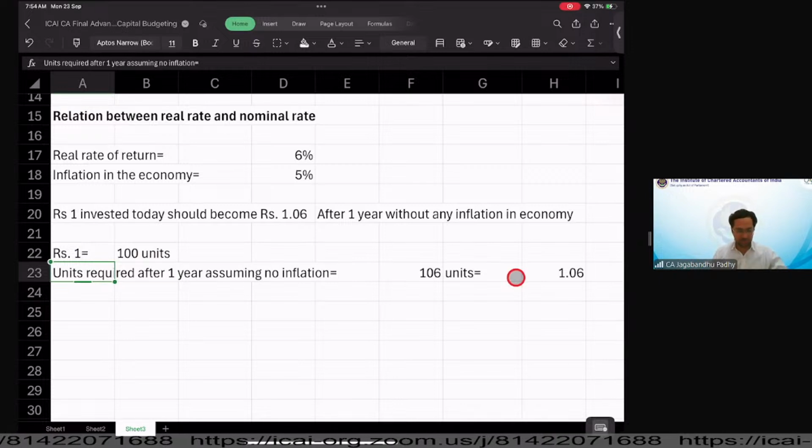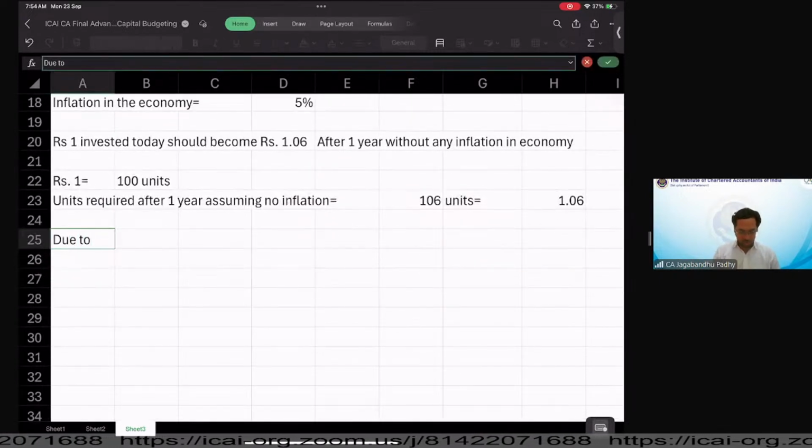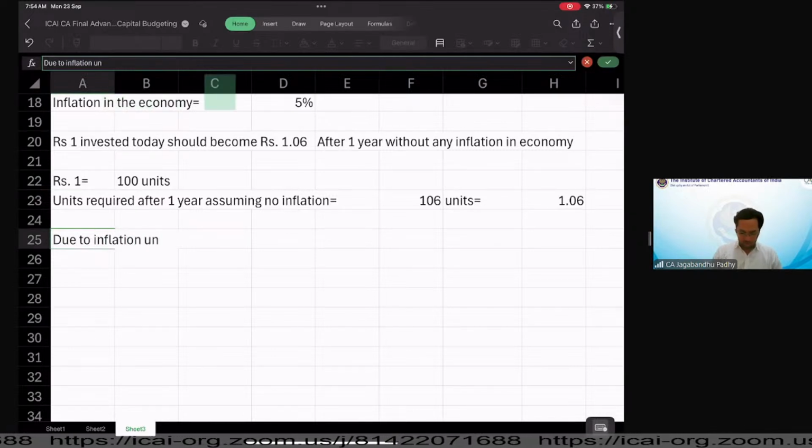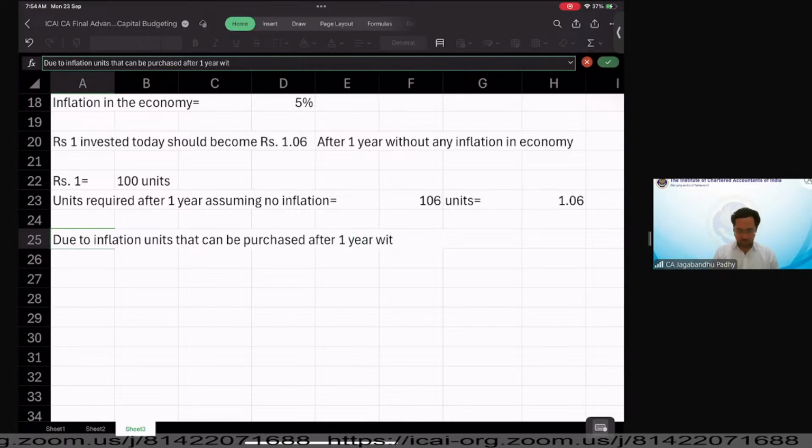do you feel that same 1 rupee, after a year is going to give you 106 units? Not possible, sir. Right? So now, due to inflation, units that can be purchased after 1 year with 1.06.